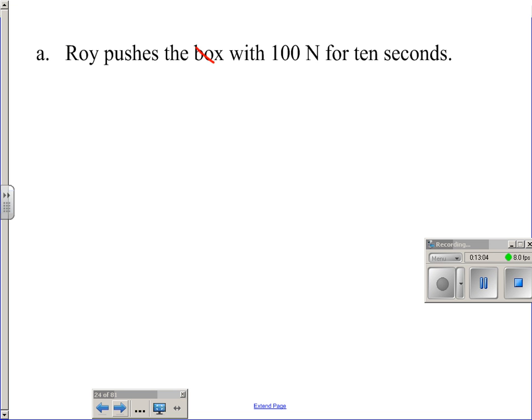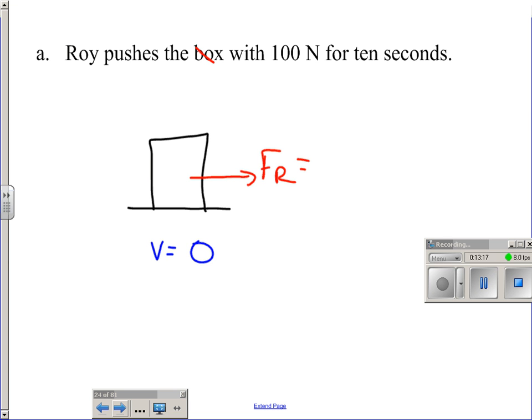All right. So let's draw it. Here's the box. Right now it's not moving because it's just sitting at the center of the warehouse, so the velocity is 0. Roy is going to push it. We can assume he's pushing it to the right. It doesn't explicitly say that, but he's going to push it with 100 newtons.